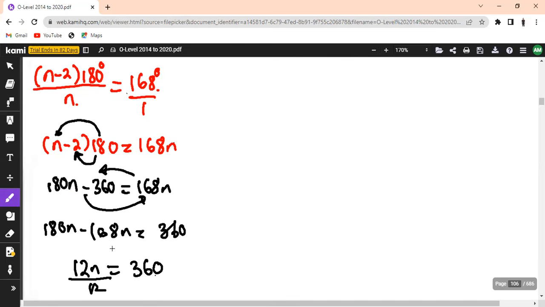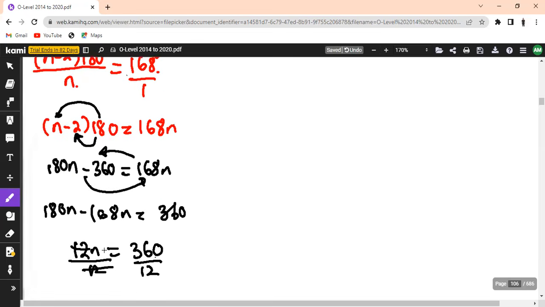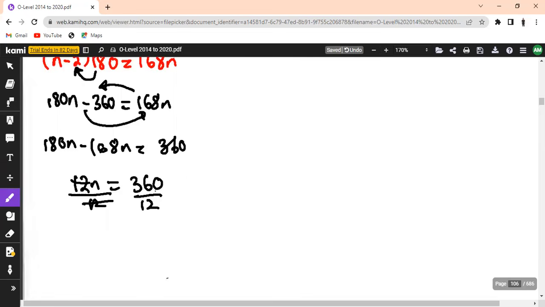Divide by 12 both sides. So which means 12 and 12 can cancel. So n is going to be equal to, if we divide this, 360 divided by 12. Remember, that is 3 into 0, that is 3. So it's that 0 there. So it's going to be 30 sides. So this polygon actually has got 30 sides.